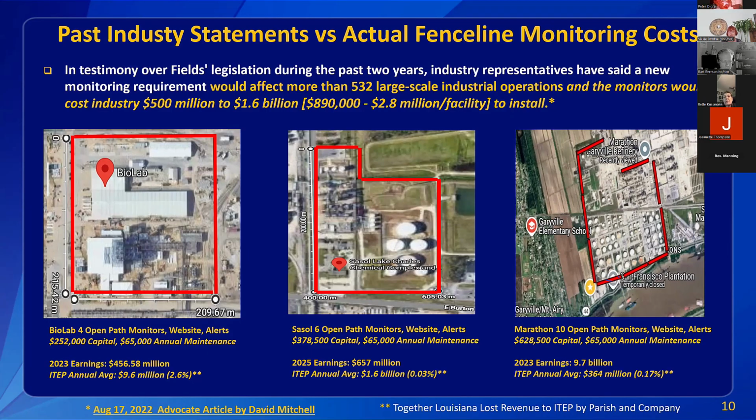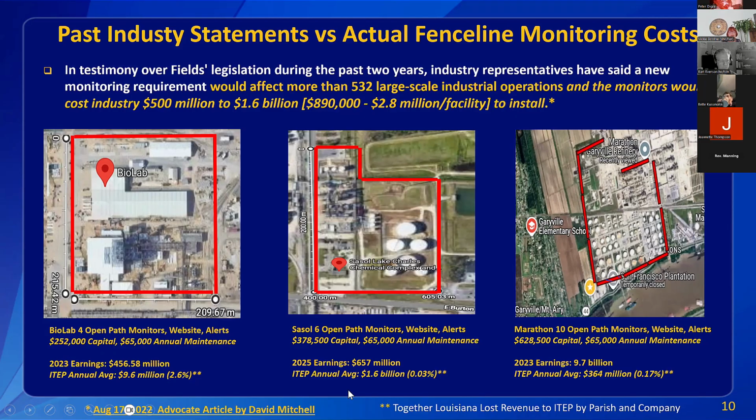$630,000 in capital. And that might seem like a lot until you compare it to those facilities' annual earnings, but more important, for instance, Biolab's, the cost of its system would only represent 2.6%, less than what we pay in sales tax, of its annual average $9.6 million in tax exemptions.